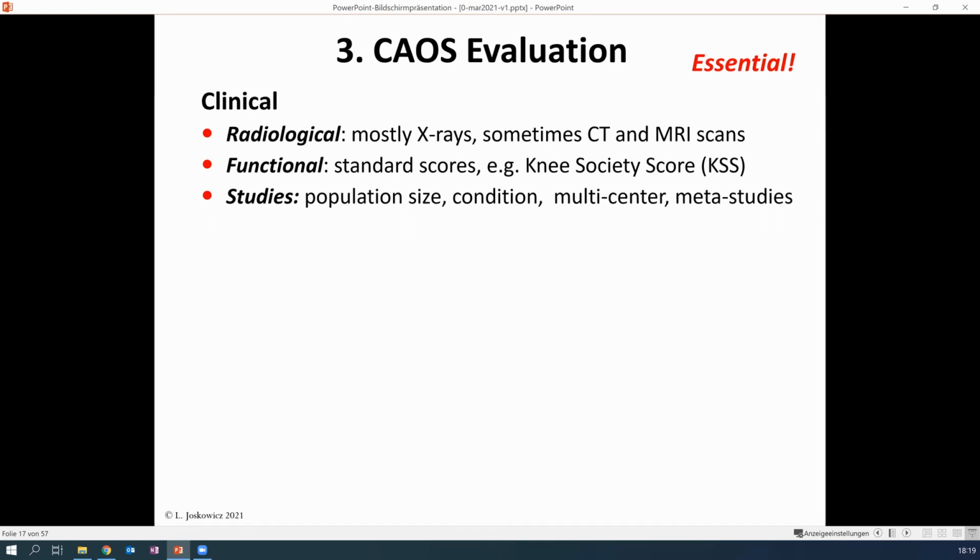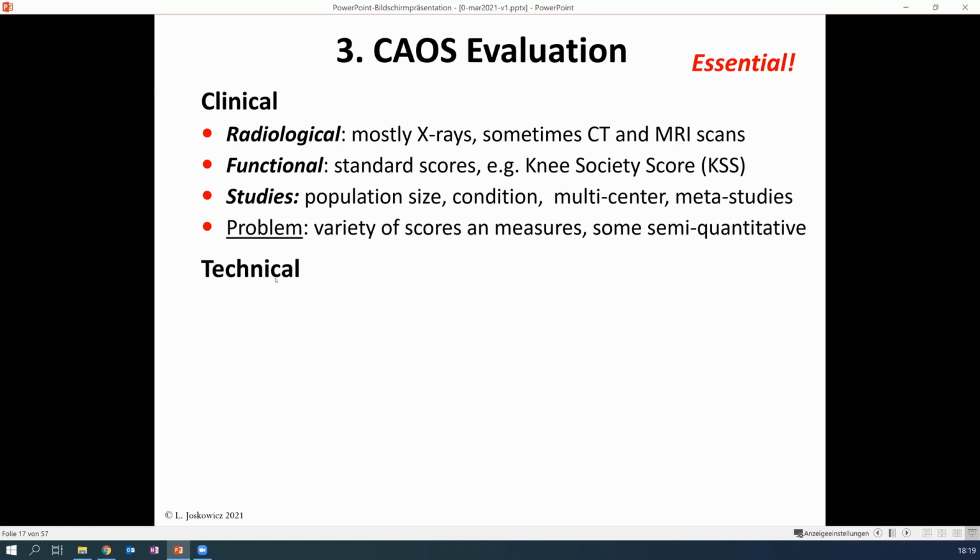This is how medicine advances. The population size, the condition, whether it's multi-center, and meta-studies. Right now, we have more and more of those, so we have a much better understanding than 10 or even 20 years ago of what the clinical benefit of our technology is. We're in a better shape right now. So I said the problem with this is that some of the parameters here are not agreed upon, they're not collected systematically, and therefore the evaluation, which is based on a very hard-nosed clinical point of view, is lacking the parameters that we engineers like to have.